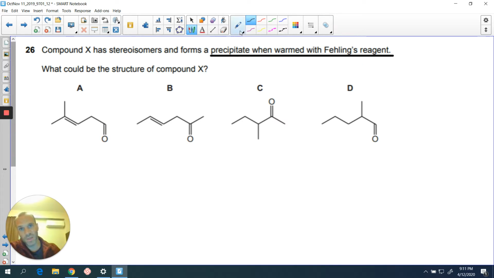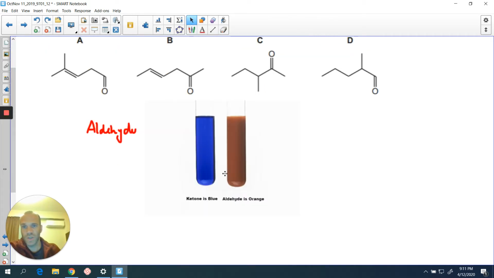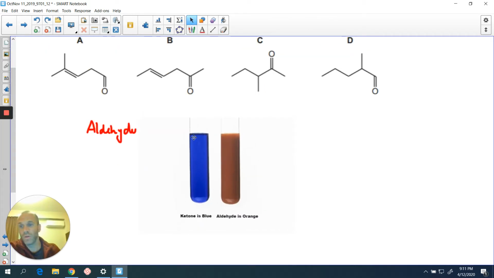Now, what this means is that compound X must be an aldehyde, okay? So it's an aldehyde. That's our first big clue, aldehyde. So just to remind us of the test with Fehling's reagent, here's an image. Fehling's solution is blue, and there will be no change in color when it's warmed with a ketone, so it's going to stay blue. But when you warm it with an aldehyde, you're going to get an orangey brown precipitate.